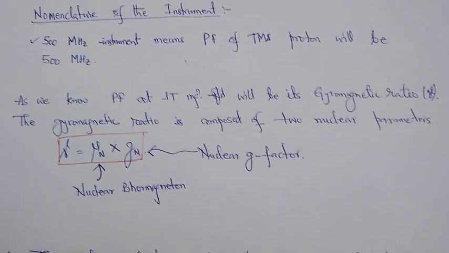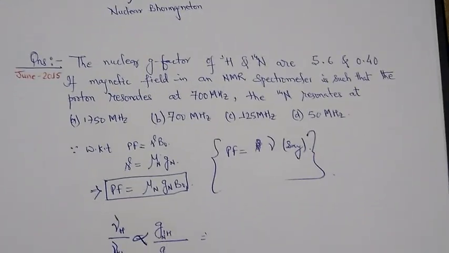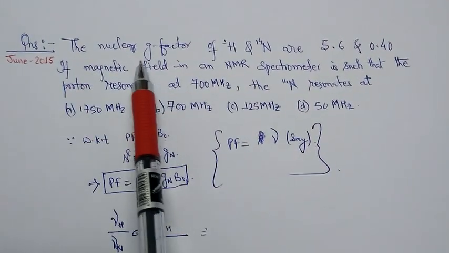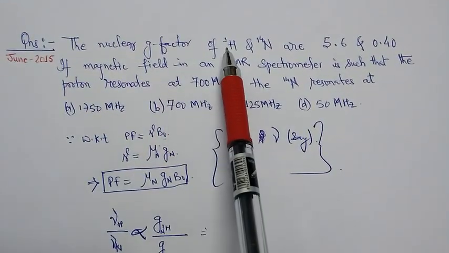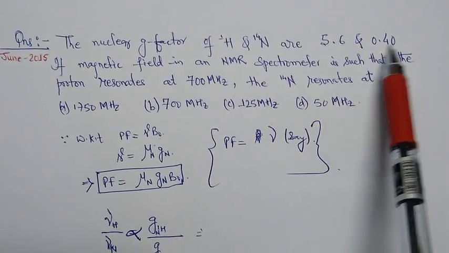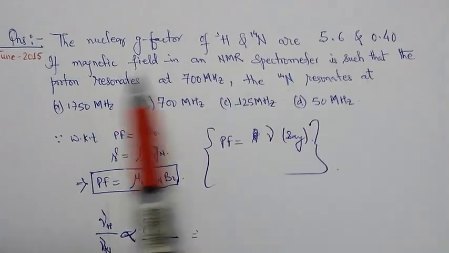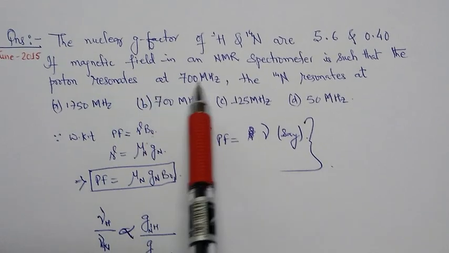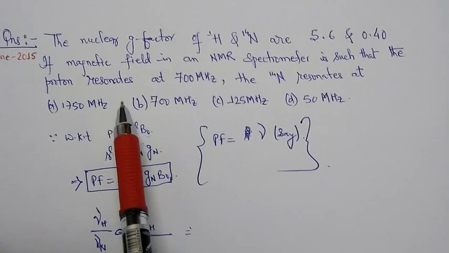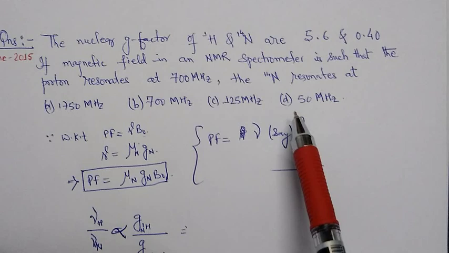With this relation, let us solve some problems which were asked in previous year examinations. Here, the nuclear G factors of proton 1H and 14N are 5.6 and 0.40 respectively. If the magnetic field in an NMR spectrometer is such that the proton resonates at 700 MHz, the 14N resonates at, we need to find which of the given answers is correct.